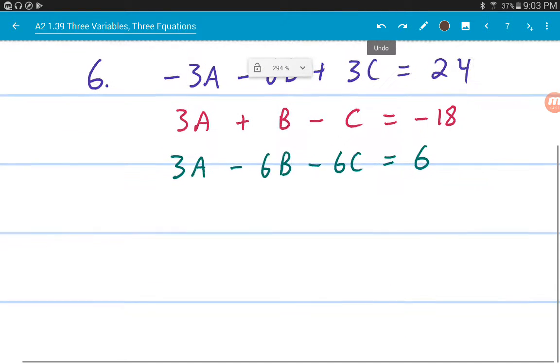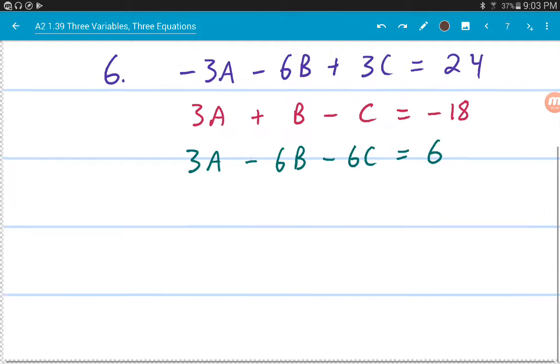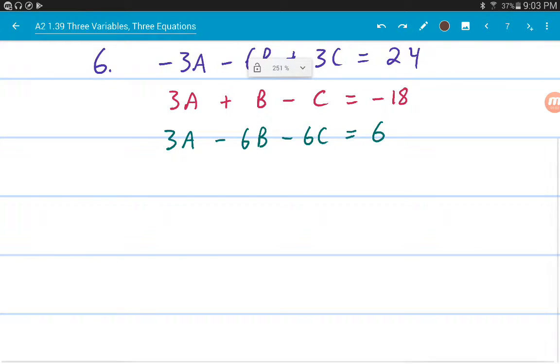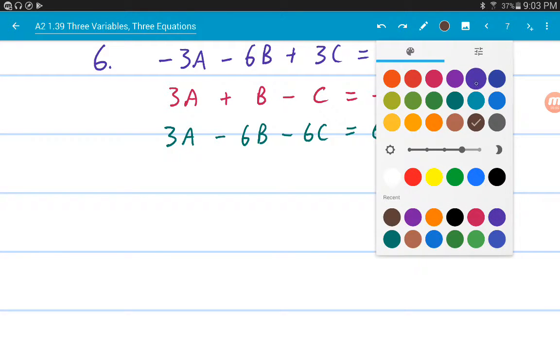If I decided to use any of the other letters, I have to mess with the coefficients by multiplying. And that's fine, but I like to choose the path of least resistance, especially when I have the freedom to do so. So here's what I'm going to do. I'm going to cancel out A.